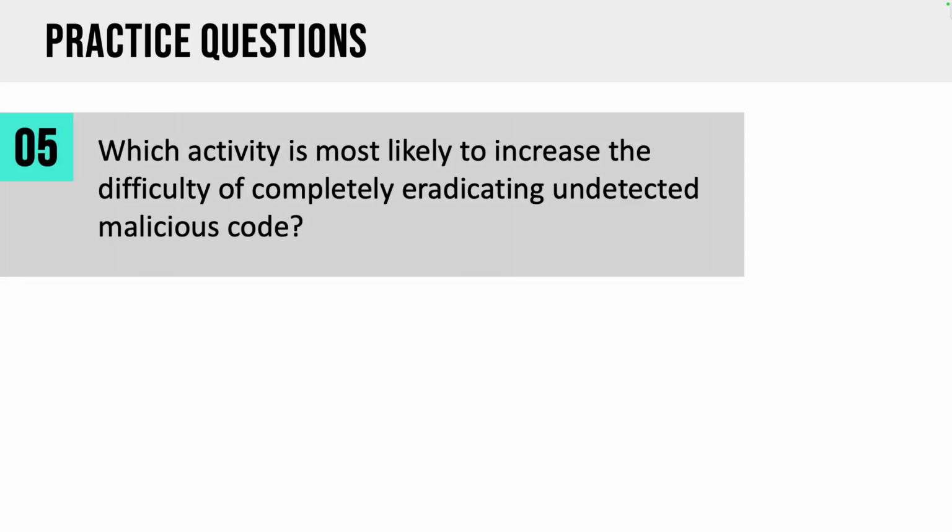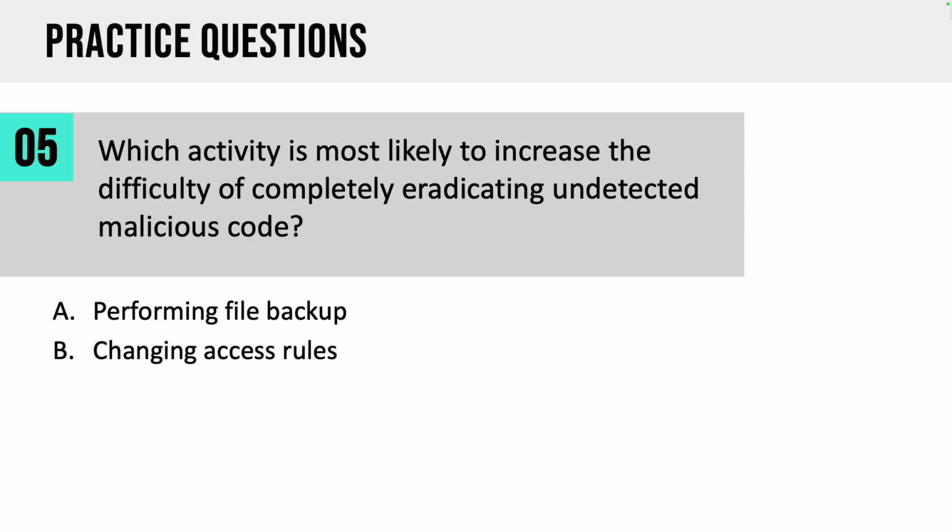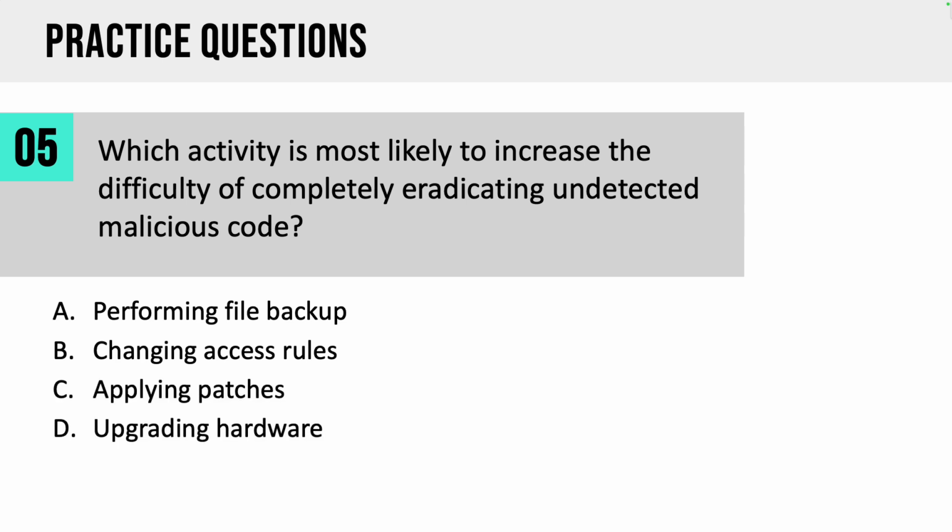I want to test your knowledge with a practice question. So which activity is most likely to increase the difficulty of completely eradicating undetected malicious code? Is it performing a file backup, changing access rules, applying patches, or upgrading hardware? So which of these activities is going to make it difficult for us to ensure we've completely eradicated malicious code?